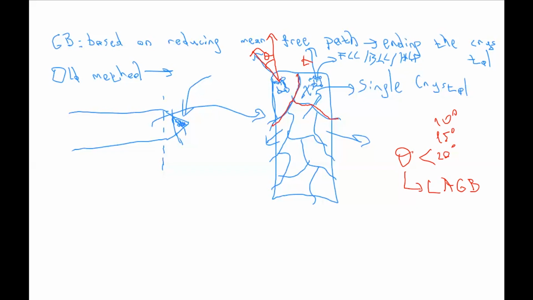And grain is just like a sub-volume that has the same crystal orientation and the same crystal structure. So within each grain, we have the same orientation and the same structure. Any questions so far, guys?